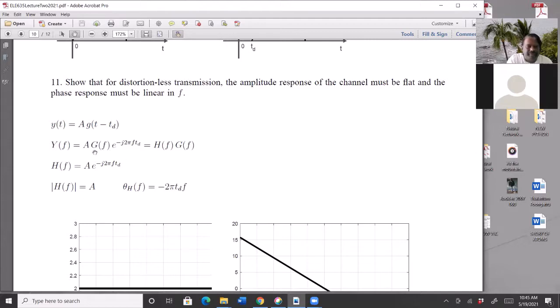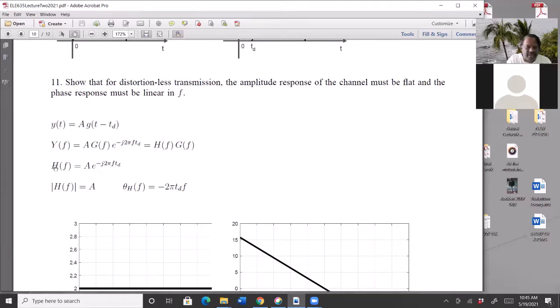And then here I also know from signals and systems, Y of f is H of f times G of f. So from here to here, it is signals and systems, or what we reviewed, but this was obtained by the Fourier transform of this. Now I want you to look at this equation, and you can cancel G of f. If you cancel G of f, you get H of f is equal to A times e to the minus j 2 pi f t. So this line was obtained from this by cancelling G of f.